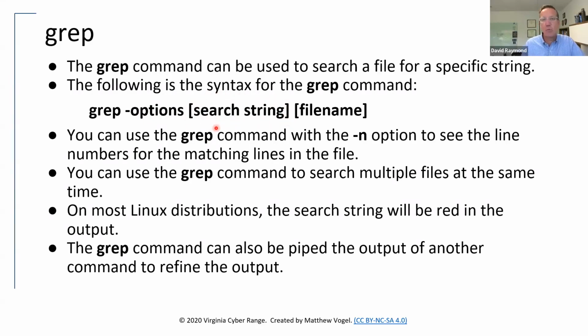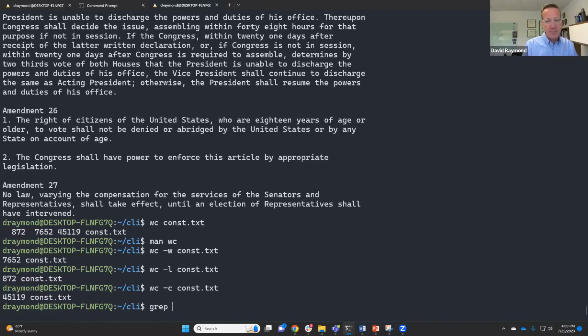Again, that's usually just a single word that I'm searching for in a file, and then I put in the file name. You can use the -n option to see line numbers for the matching lines in the file, to find the line where an individual thing that you're searching for appears. That's helpful, and I'll show you how in a minute. On most Linux distributions, the search string will be in red in the output, so it's easy to find. You can also use grep with pipes, and I'll show you how to do that too.